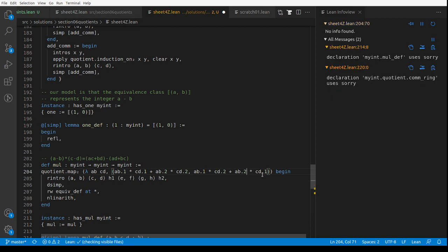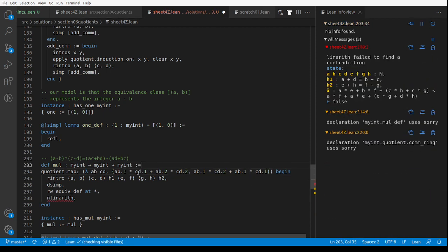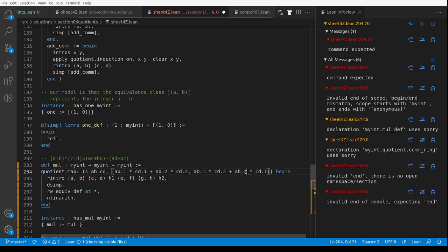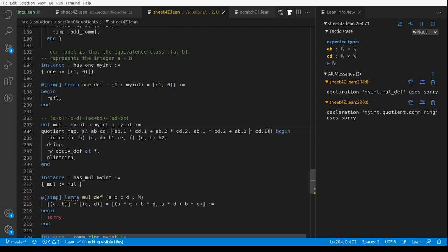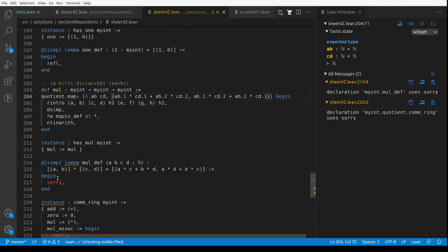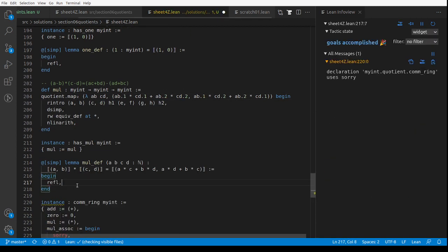I noticed the typo because there's an asymmetry. 1, 1, 2, 2, 1, 2, 1, 1. That doesn't sound right, does it? It's 1, 2, 2, 1. So anyway, that's the proof that that's a definition of multiplication on the integers, and a proof that it's well defined. And so this will be REFL again.